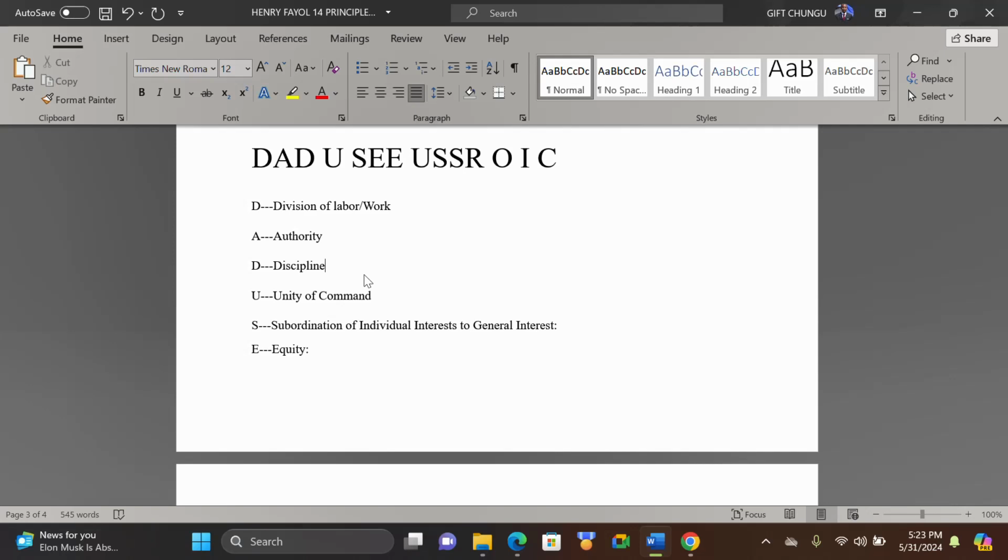For example, the head teacher can command the deputy teacher, and the deputy teacher can also give some direction to the HODs that he is looking at. So we have that command where this one submits to this one, and this one submits to this one. That is the unity of command that we are looking at there.